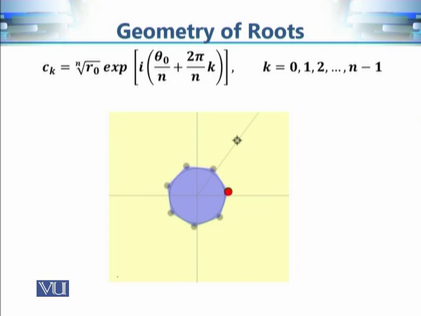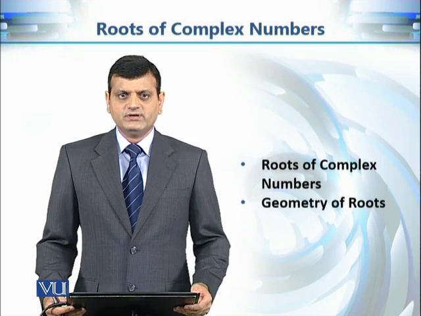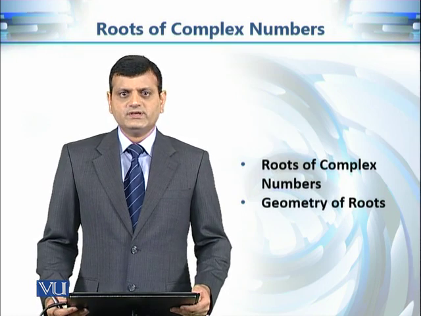So basically, these roots of any given complex number, of course, lie on a circle of radius nth root of r0, but there is much more about those roots, that they are vertices of a regular polygon. We have seen how to calculate roots of a given complex number. We also discussed their geometry.